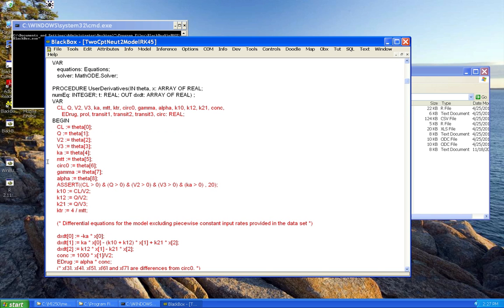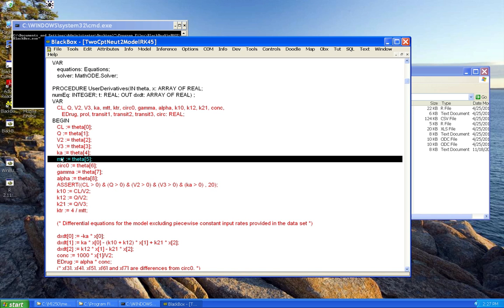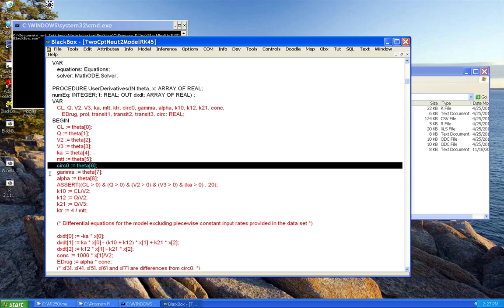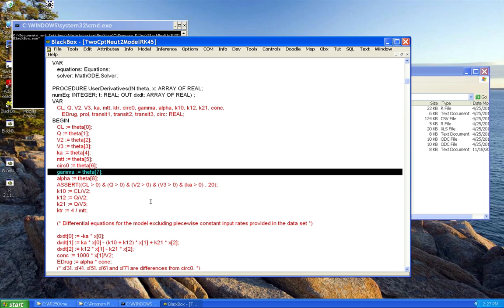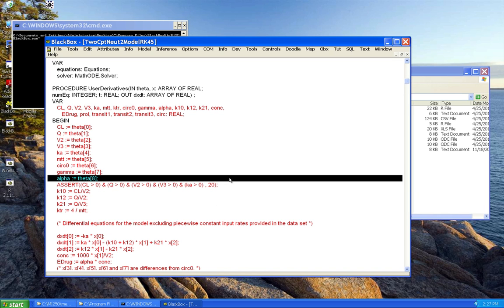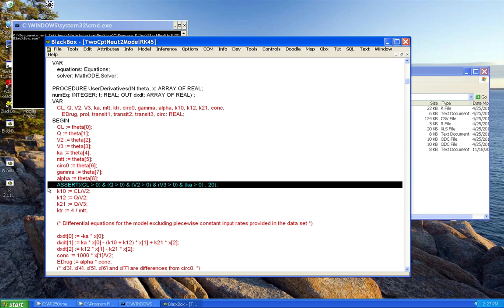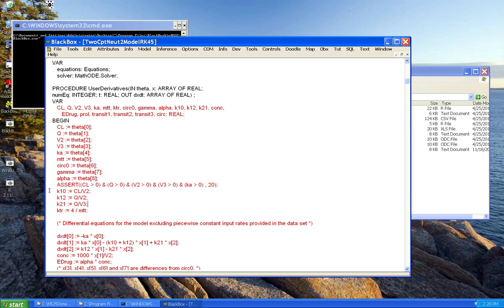Remember I said we were going to parameterize this in terms of mean transit time. So I've got my MTT here, our baseline value for our neutrophils. Gamma is the exponent associated with the feedback. Alpha is our parameter, the slope associated with our drug effect. The assert statement is actually not required, but it's just a way to catch possible errors in passing of parameter values. And then some derived parameters.